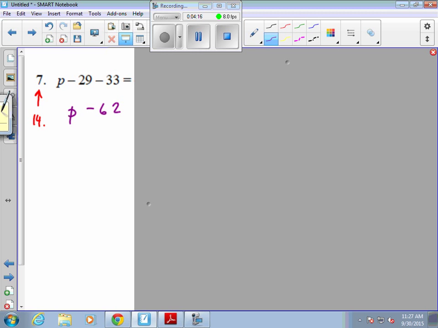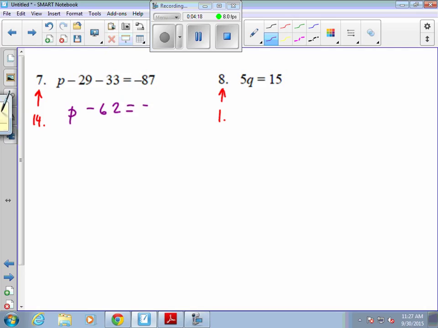So now what we have is p minus 62 equals negative 87. Undo minus 62. We want to get p all by itself, so undo minus 62 by adding 62. If you add it to the left, add it to the right. Now you have opposite signs. Negative 87, positive 62. Subtract the opposite sign.